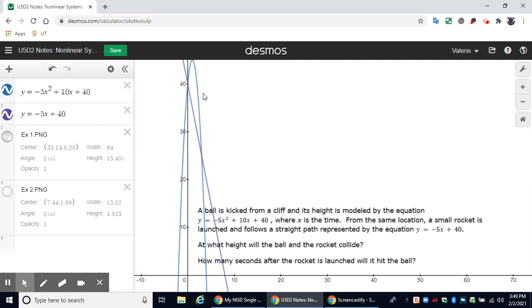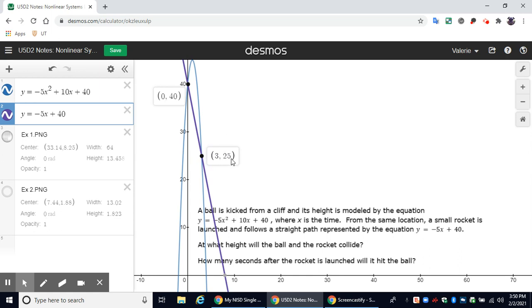We can see that there are 2 points of intersection, but if you do think about this word problem here, if x is representing your time, we're not really concerned about any of these negative x values over here because time can't be negative. So the ball and the rocket are actually going to both start right here at this first point of intersection, their y-intercept, which is (0, 40). So the ball is being modeled by the blue parabola, and the rocket is being modeled by the purple straight line right here. So we can see that the other point of intersection is right here at (3, 25).